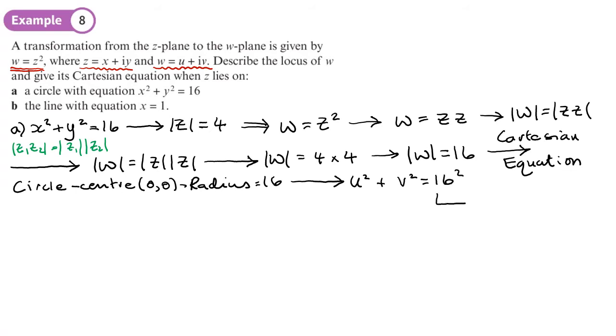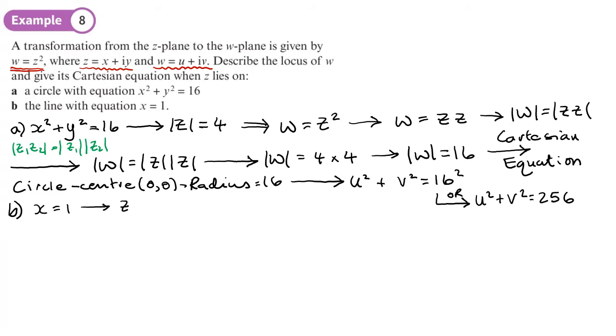So we can write it like that. Or we could just write u squared plus v squared equals 16 squared, which is 256. Right, okay, let's have a look at part B. So for part B, we need to find a Cartesian equation of w when z lies on a line with equation x equals 1. Okay, so the first step is to take x equals 1 and write it in terms of z.